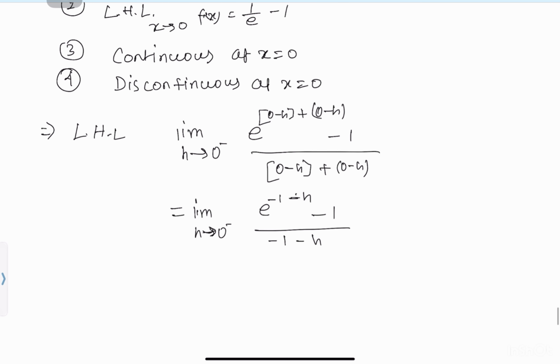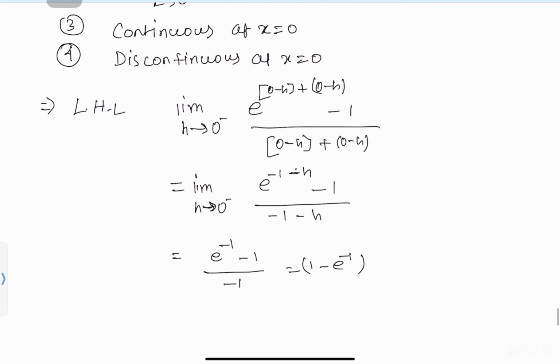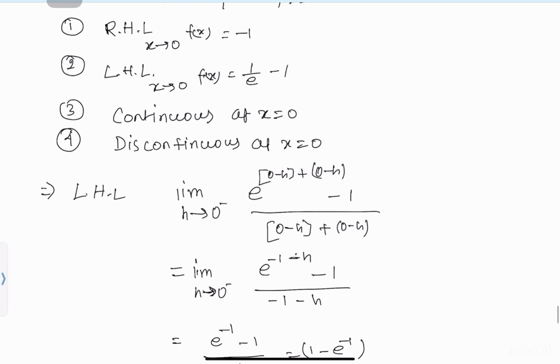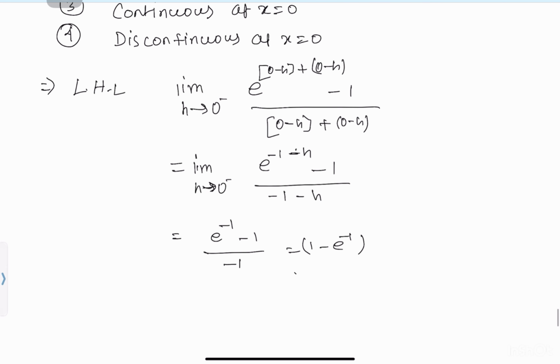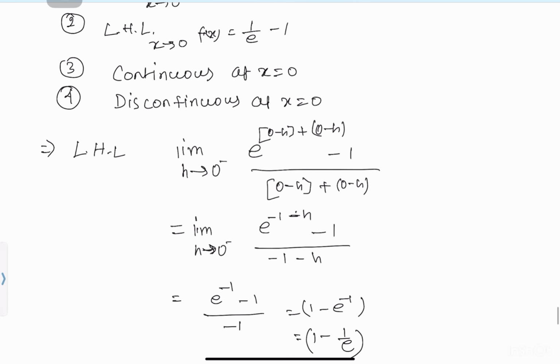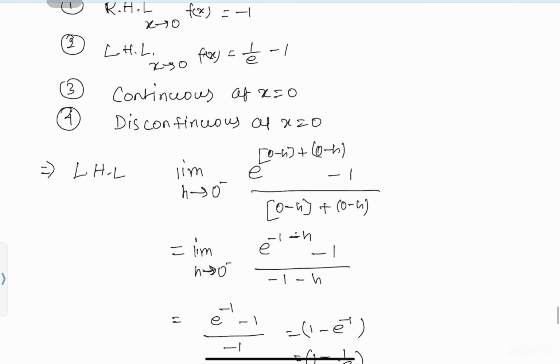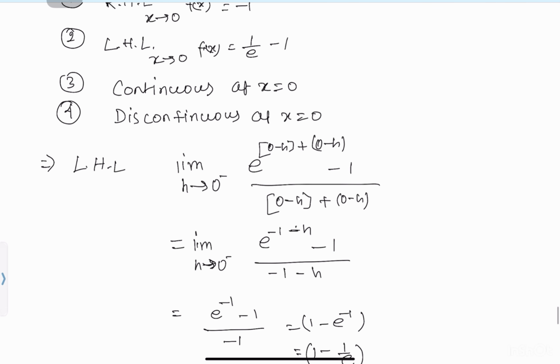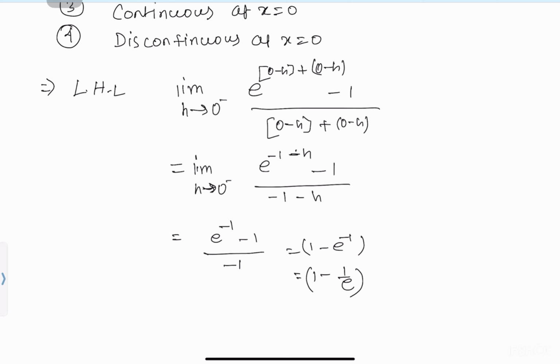Okay, now look here, if I put h equal to 0 here, then what will happen? This becomes e to the power minus 1 by minus 1, that means 1 minus e inverse. Okay, this is the left hand limit, but the given left hand limit is 1 by e minus 1. 1 minus 1 by e, but this is not exactly true maybe. Because we got 1 minus 1 by e, but given is 1 by e minus 1. Okay, this is wrong.